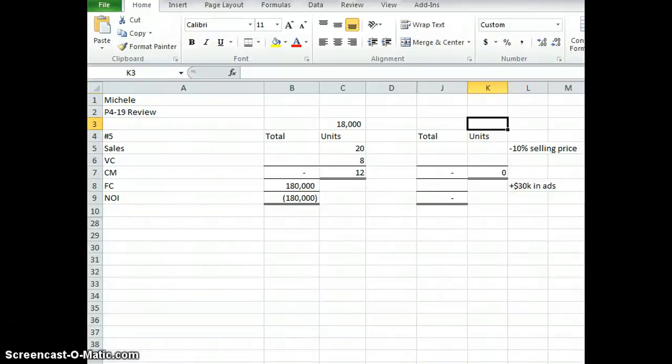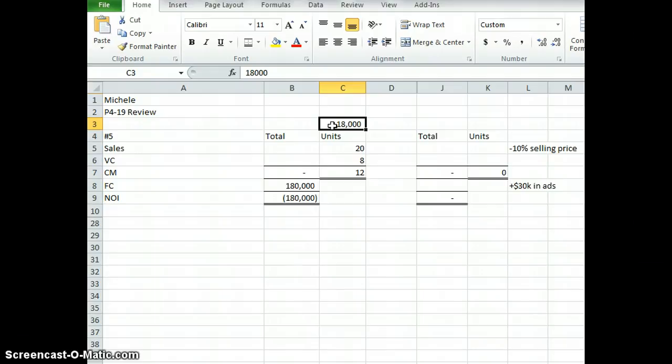All right, question number 5 is asking us to go back to our original data, which said that we have a per unit selling price of $20, a per unit variable cost of $8, and an annual fixed cost of $180,000. It added information that we know that we sold 18,000 units. So can we go ahead and first prepare a contribution margin income statement showing this data?